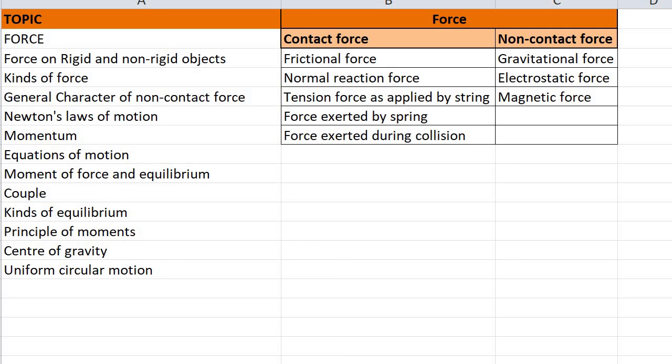Next is the magnetic force. Two like magnetic poles repel, while two unlike magnetic poles attract each other. The force between two magnetic poles is called magnetic force, and this force acts when the magnetic poles are at a separation.